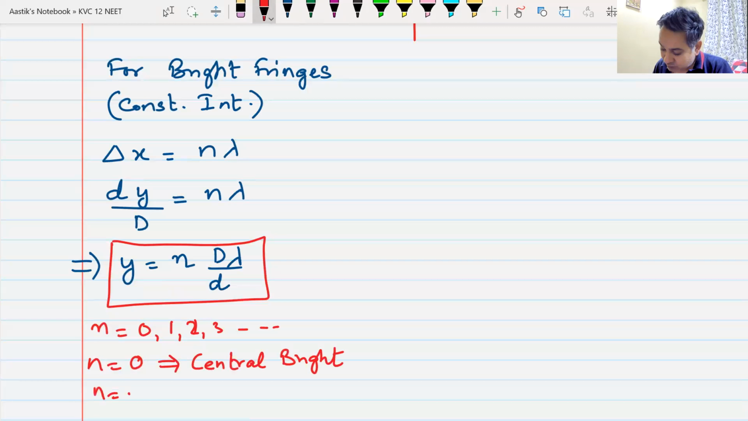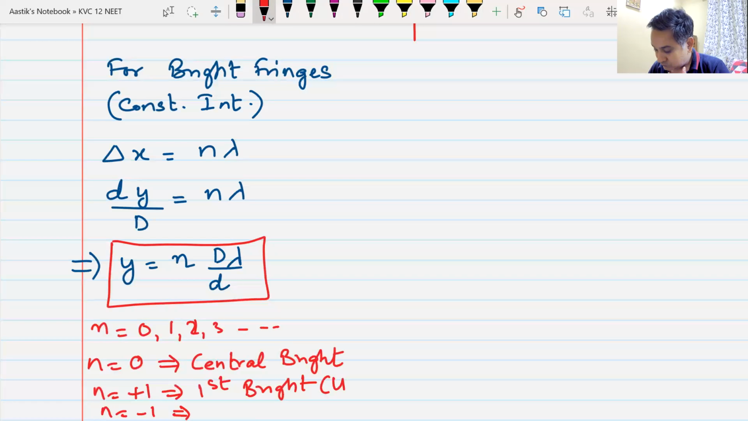If I put n equal to plus 1, I will get the position of the upper first bright fringe. If I put n equal to minus 1, then I will get the first bright fringe in the lower region. Do you understand what I'm saying here?